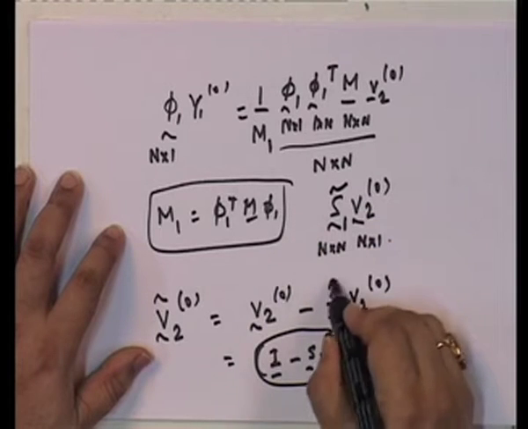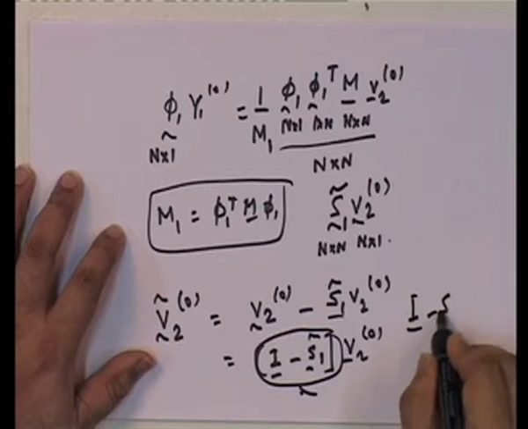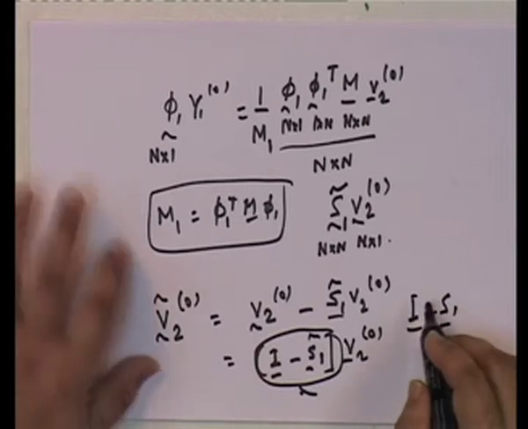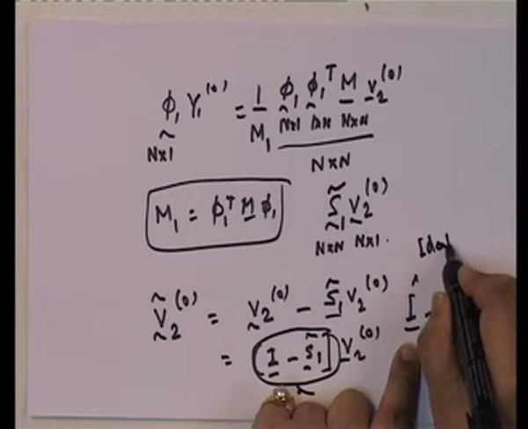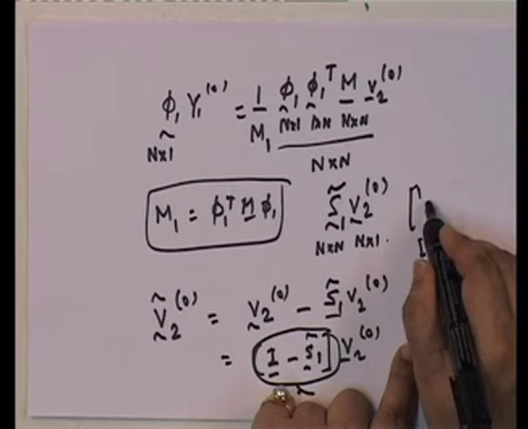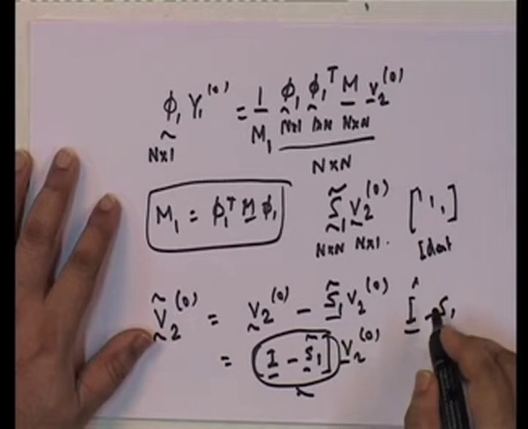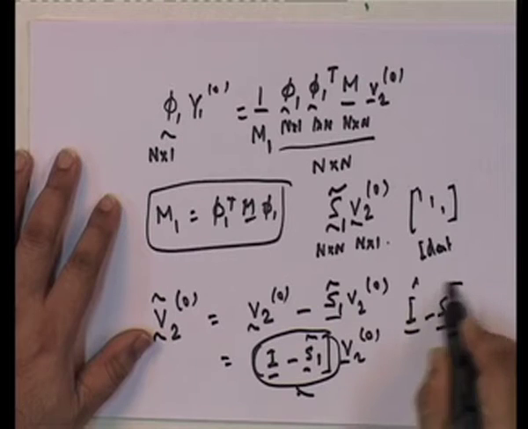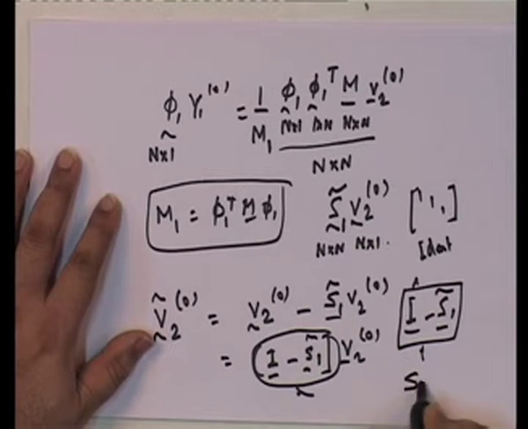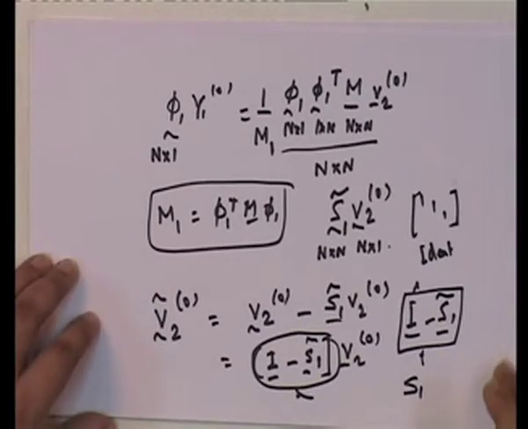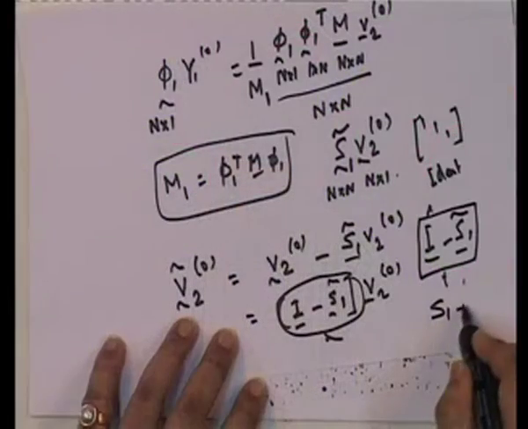This I will call S1 tilde, and this I minus S1. So what you are doing is, I is nothing but the identity matrix, which has 1, 1, 1 only in the diagonals. So this into S1, I will call S1 tilde, my S1 matrix. And this S1 matrix is a known matrix.